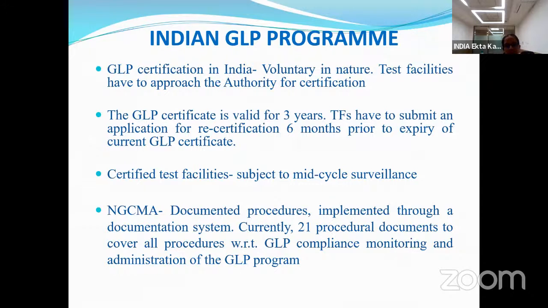The GLP certificate is valid for 3 years, and the test facilities have to submit an application for recertification 6 months prior to the expiry of the current GLP certificate. The certified test facilities are subject to mid-cycle surveillance through a surveillance inspection, and NGCMA currently has all its procedures as documented procedures implemented through a documentation system. There are 21 procedural documents currently to cover all procedures of NGCMA with respect to compliance monitoring, conduct of GLP inspections, and administration of the GLP program.